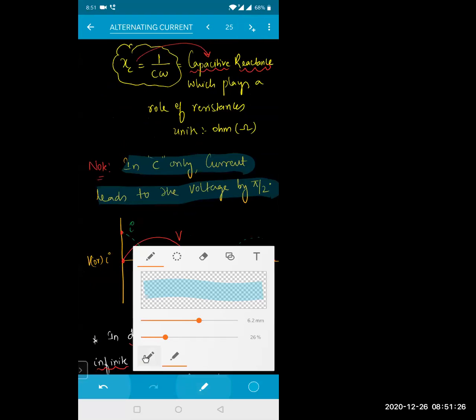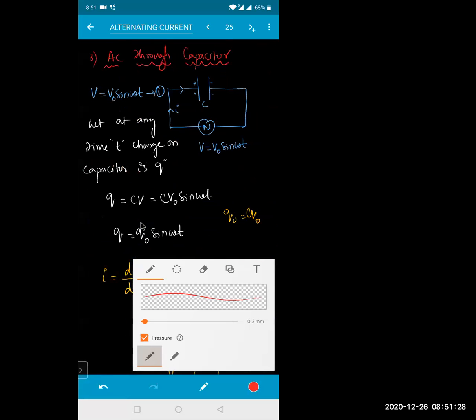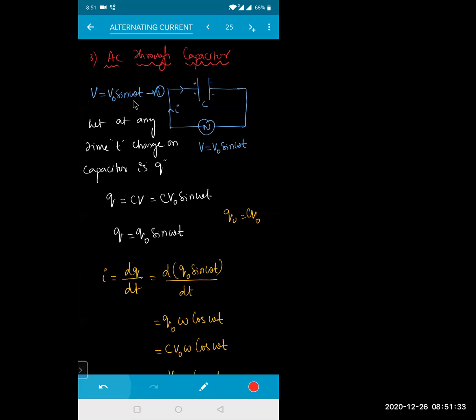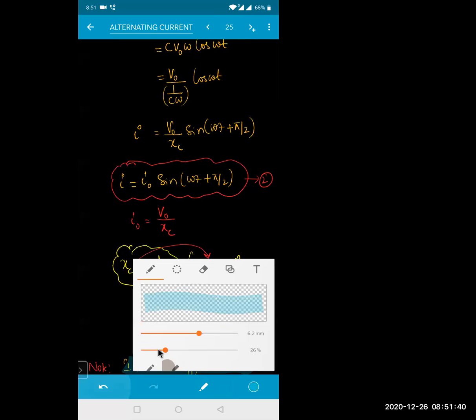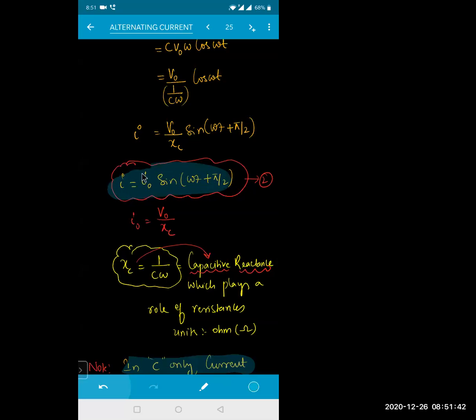In the same way, when alternating current is passing through a capacitor, V is equal to V naught into sine omega t. Simplifying it, we got I equals I naught into sine of omega t plus pi by 2. That means it is ahead. In this, V naught by XL is known as I naught. This 1 by C omega is known as XC. XC is known as capacitive reactance, which plays the role of resistance.